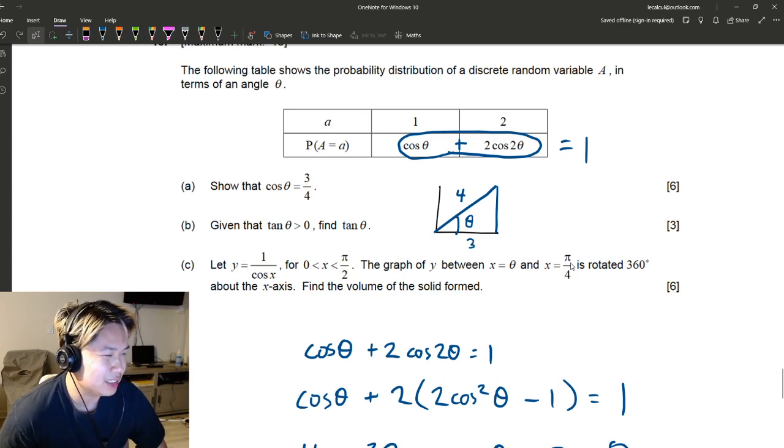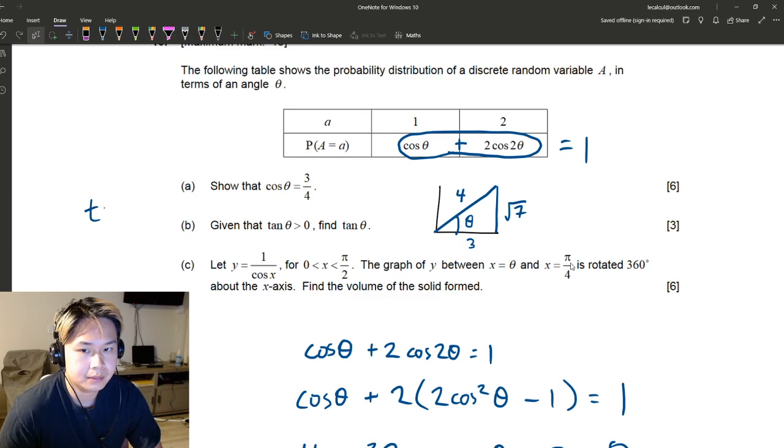So what's 16 minus 9? 7? So this is root 7 from Pythagoras. So tan is positive root 7 over 3.